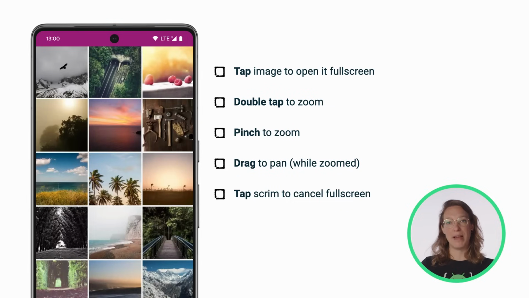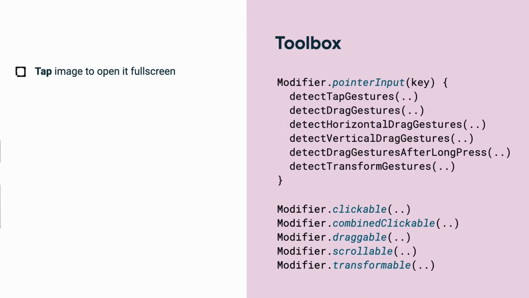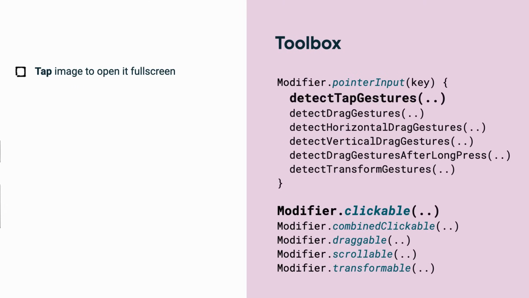And we can tap the gray background outside of the photo to exit our full screen mode. Let's implement these one by one. For the first requirement, we want to tap the image to open it full screen. We can choose between the Detect Tap Gestures recognizer and the clickable modifier. Both will do the trick, but as we discussed before, the clickable modifier will add some extra functionality, so we'll go with that. Let's implement our code.